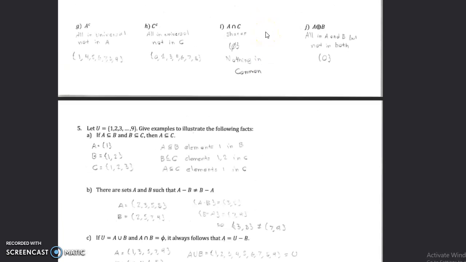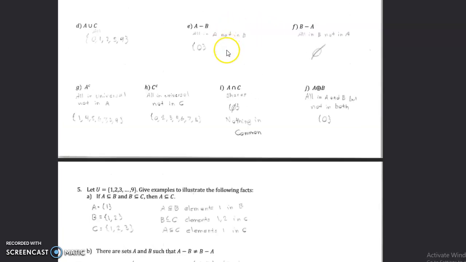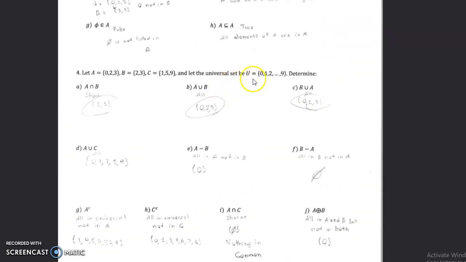For G, it's asking for all in the universal set, which is ranging from 0 to 9, but that's not in A. So A has 0, 2, and 3. The universal set has everything. So basically we're saying what is not in A that's in the universal set. So it's 1, 4, 5, 6, 7, 8, and 9.